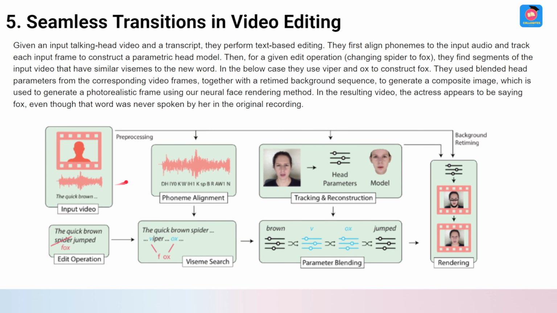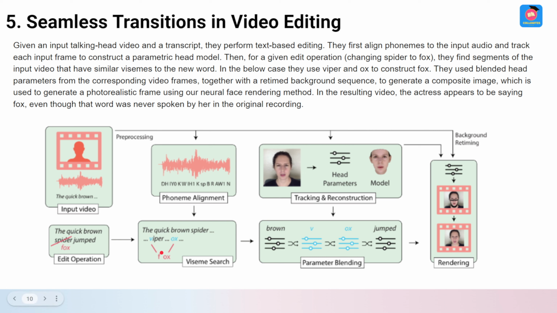So if you see there is some input video, there is phoneme alignment, then the tracking and reconstruction of the head is done. Based on that, we get the words like brown, ox, jumped. Now we got the words. We have the parameter blending. Now we will do the Viseme search. So for example, there is a word viper. We want viper, so the person would be speaking V. We have our lip movement according to V while joining our lips. So that's how we can also use ox and fox to create a fox. Now you see V and ox is used to create fox.